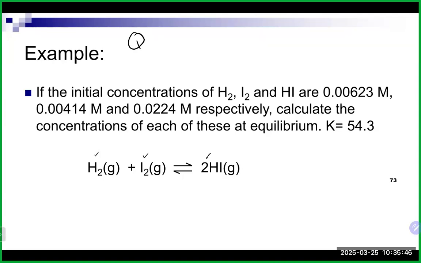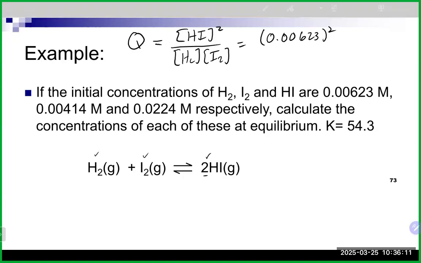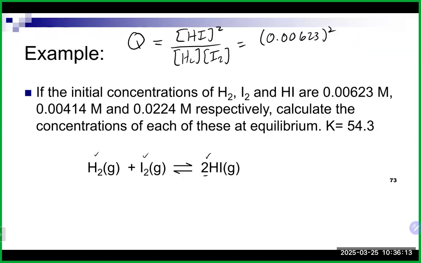So remember that we calculate Q the exact same way that we would calculate K. So we would take our HI, and again, we would square it because of the coefficient, divided by our H2 and our I2. So putting in our initial concentrations here, 0.00623 squared. That is definitely not the right number. So I'm going to pop the right number in there and try that again. Good thing they made erasers, I suppose. There we go.